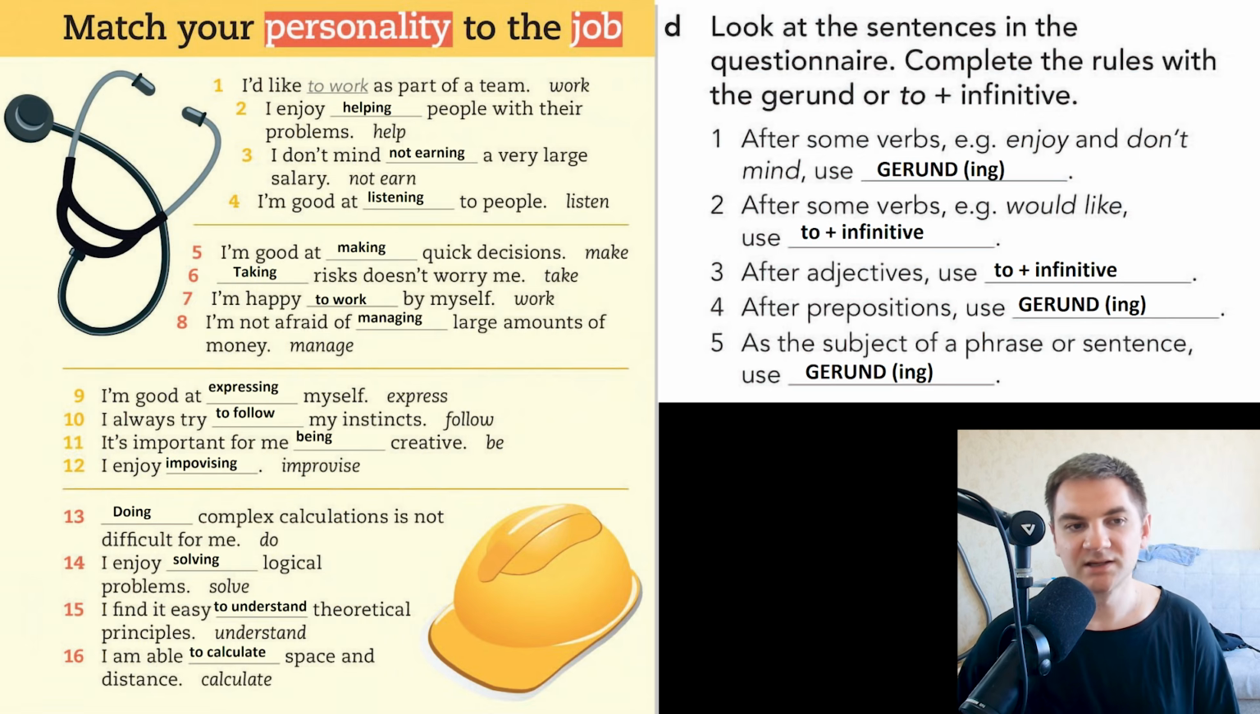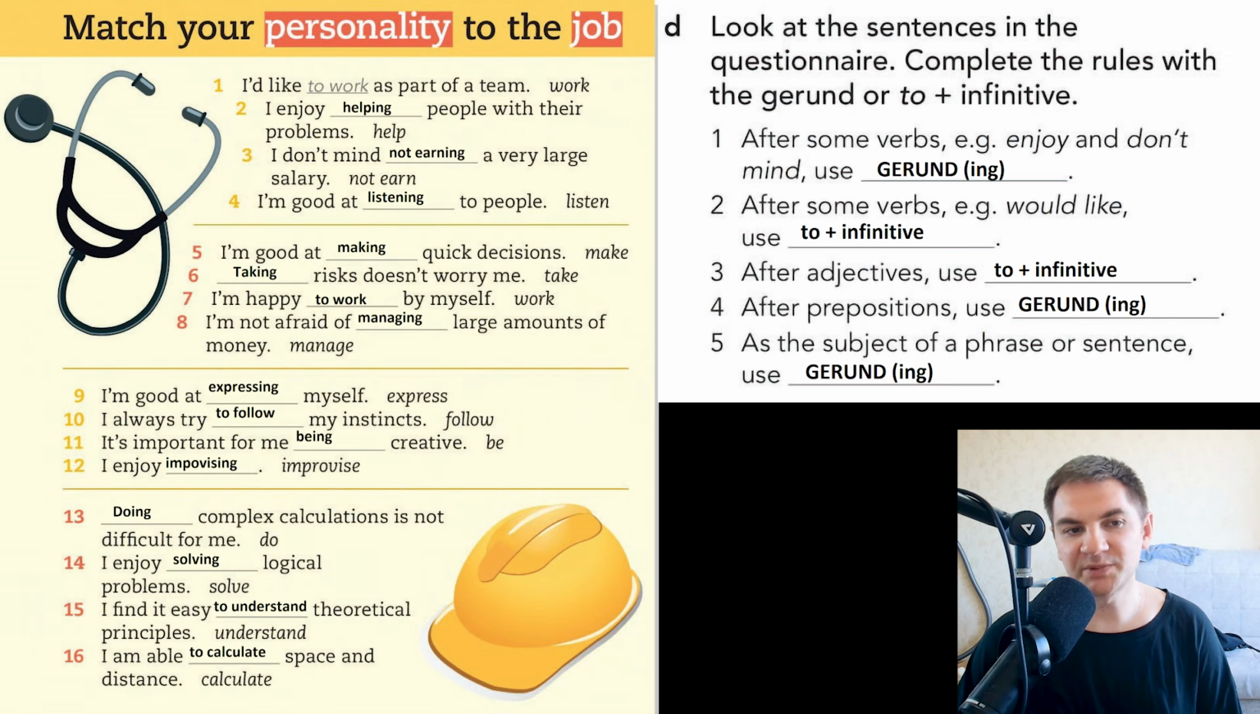Next is, after adjectives, use to plus infinitive. When you use an adjective to describe how you feel about an action, happy, easy, important, afraid, the action that follows is in the to plus infinitive form. Look at the examples. I'm happy to work. It's important to be creative. The adjective describes your feeling about doing something.